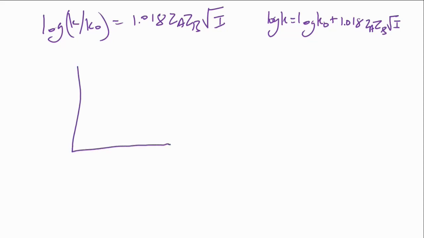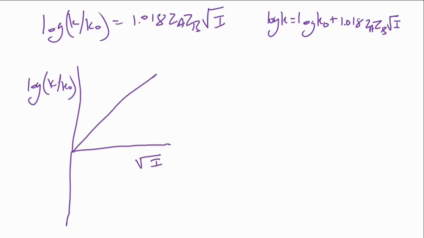If you do a plot of log k over k naught versus root I, let's say you do such a plot. You should get a line that goes through 0. The line could be going like that, or it could be going like that. Let's look at this case up here first. What is it saying? The fact that the line is positive.